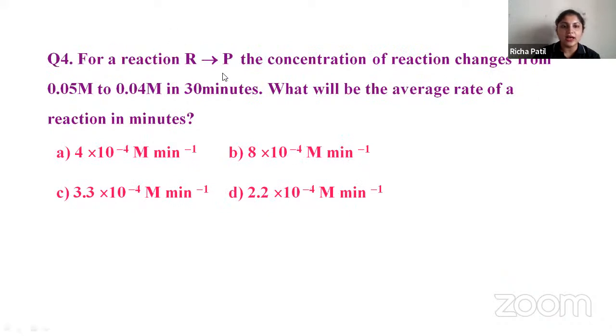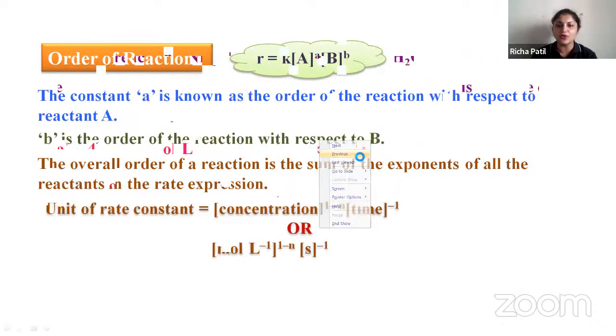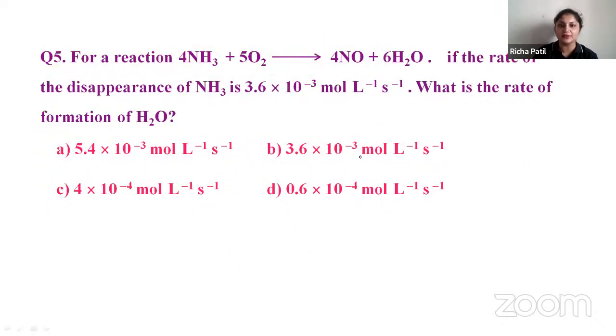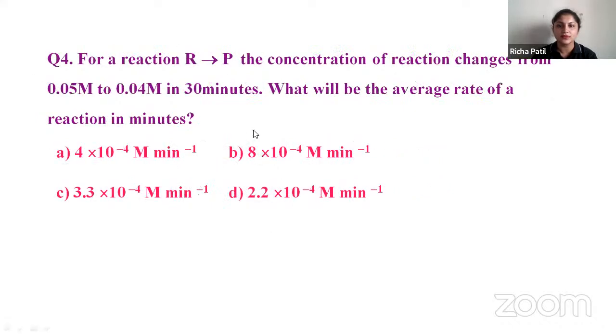For a reaction, R giving you P, reactants giving you products, the concentration of reactant changes from 0.05 M to 0.04 M in 30 minutes. What will be the average rate of the reaction per minute? So now they have asked you the average rate. So you have to calculate the average rate. How will you calculate this average rate?